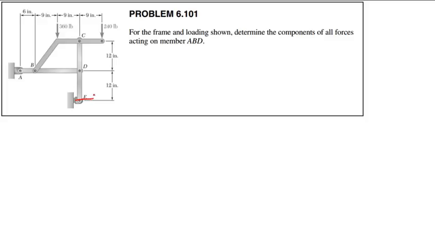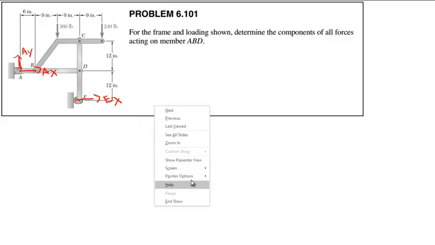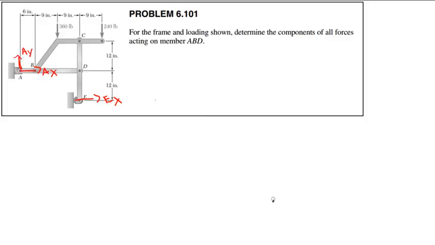So I have Ex. I have Ax. I have Ay, like shown. Okay, I'm going to start by summing moments about A, because that's going to make my life a little bit easier.